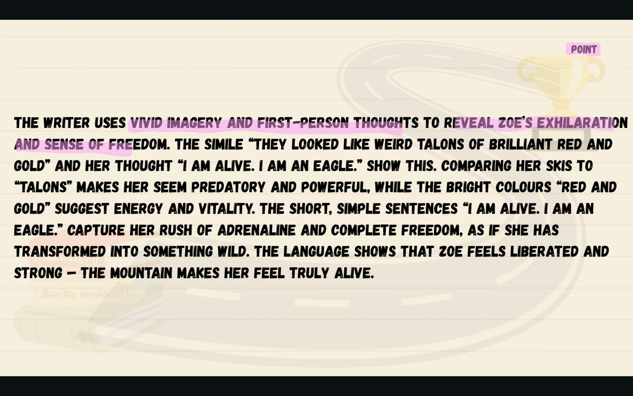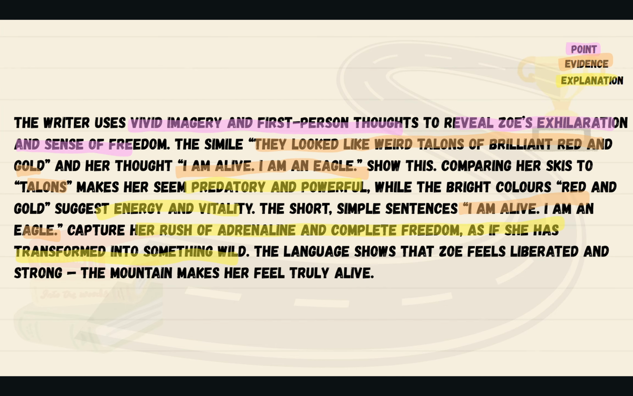So in pink here, I've highlighted the point. So it's vivid imagery and first-person thoughts, and it shows that it's revealing Zoe's exhilaration and her sense of freedom. In orange, I've highlighted the evidence, so it's the quotes from the text. In yellow is my explanation of the quotes, and purple is the link back to the focus, which is Zoe's surroundings.